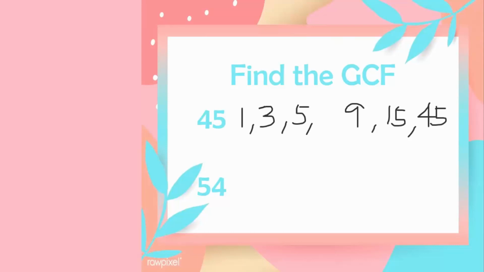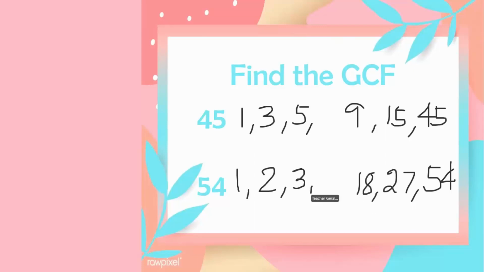What about 54? 1 and 54. Then 2: this one is divisible by 2, so 54 divided by 2 gives 27. How about 3? Yes, so we have 3 and 18. How about 4? No, it has a remainder. How about 5? No, because it is not divisible by 5. How about 6? Yes, 54 divided by 6 is 9. So the factors of 54 are 1, 2, 3, 6, 9, 18, 27, and 54.